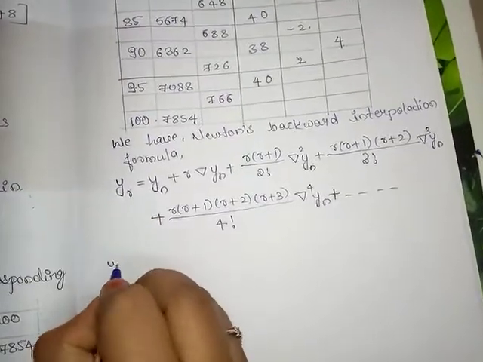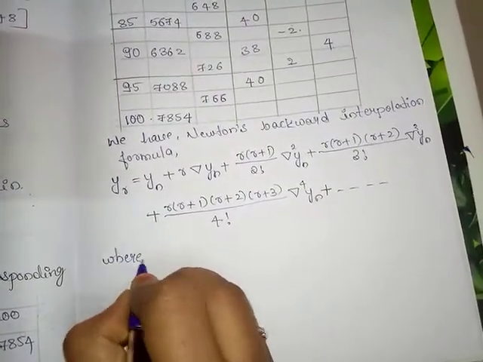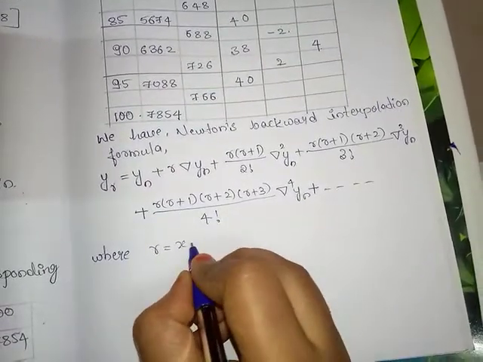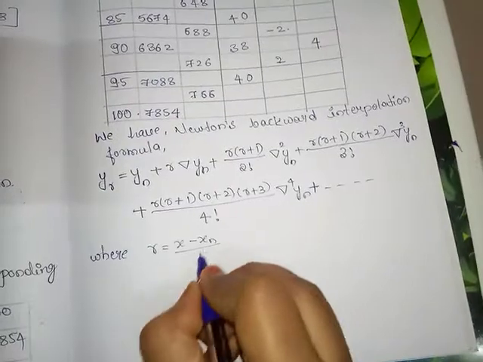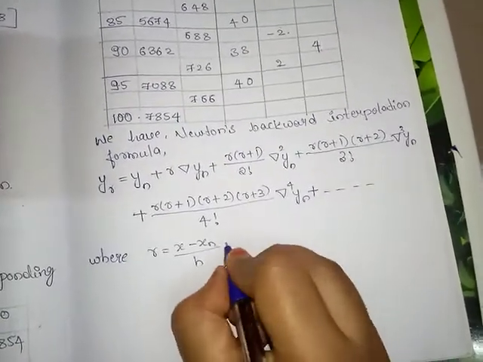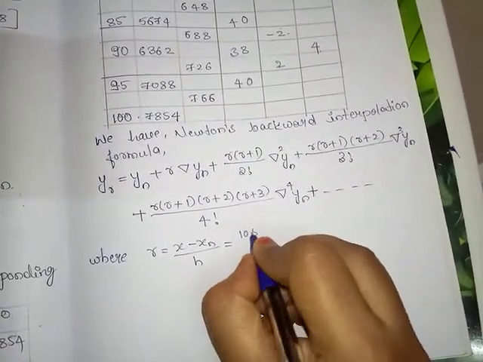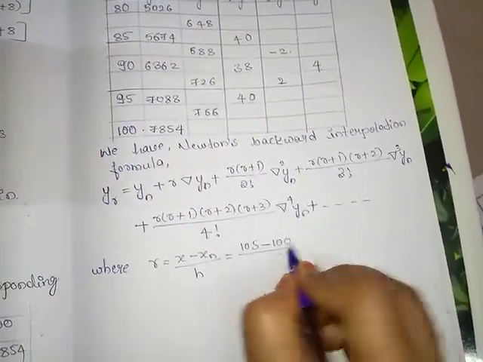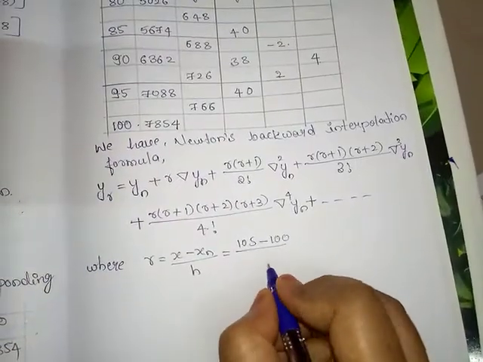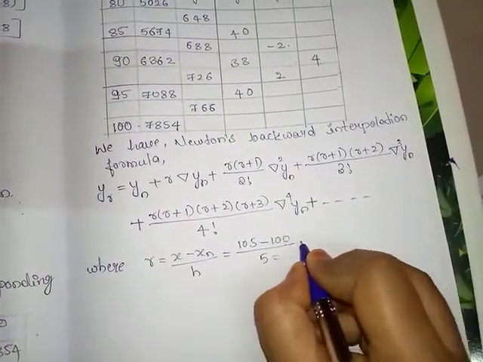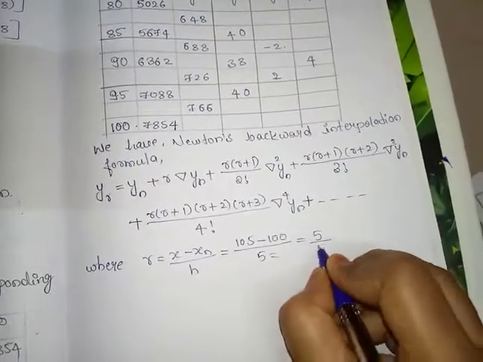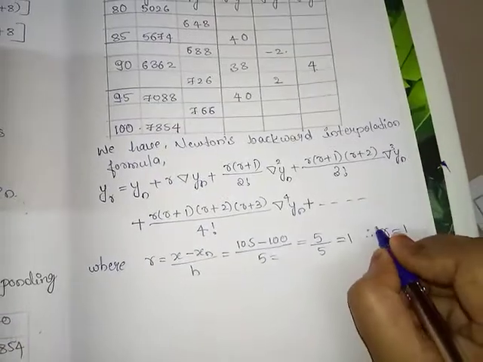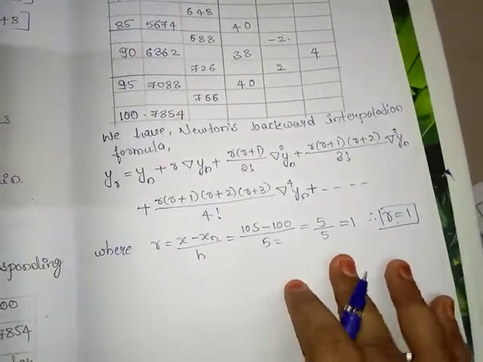Next we have to find the value of r before going to the substitution. R is equal to, here we are using backward, it will be x minus xn divided by h, not x naught, which is equal to the x value 105 minus the xn value, the last value 100, divided by the fixed difference 5, which is equal to 5 divided by 5 is equal to 1, therefore r is equal to 1. The value of r is 1 here.